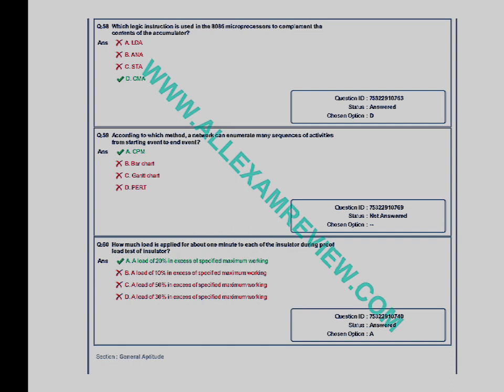According to which method can the network enumerate the sequence of activities from the starting event to the end event? CPM. Okay. Yeah. How much load is applied for about 1 minute to each insulator during proof load test of insulator? Load of 20% excess over the specified maximum working load.